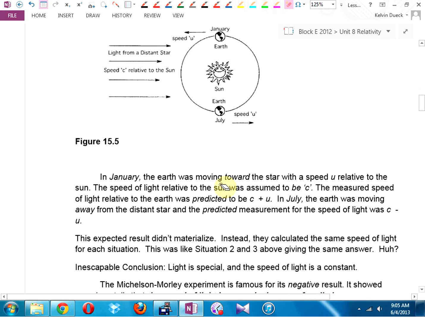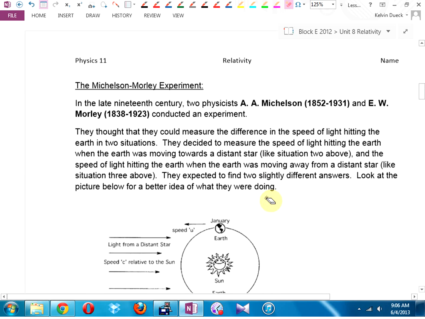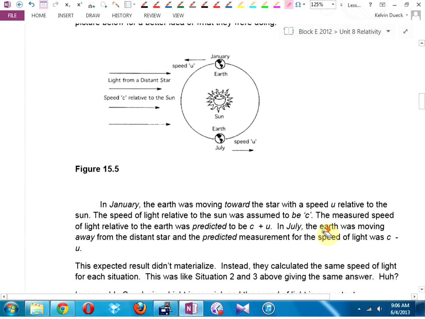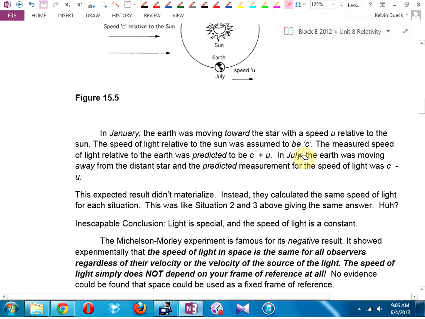In January, the Earth was moving toward the star with the speed, let's call it u, relative to the sun. The speed of light relative to the sun was assumed to be, we usually use the letter c for the speed of light. So they thought when we were moving towards that star, we should measure c plus u. 30 plus 15. And then they thought that when we're moving away, we should get c minus u.